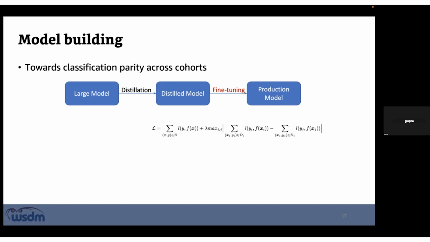So the idea is simple. You don't just minimize empirical loss, but also try to reduce the gap in losses between the best and worst performing cohort. And this could be easily incorporated in your model fine tuning. So this is something that could be done during fine tuning, and these are some of the algorithms that we try to incorporate during model building.